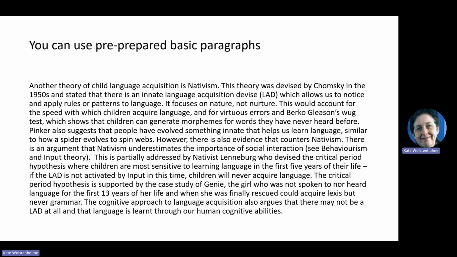Then there is some evidence for and against. So we've got speed as evidence for, virtuous errors, the WUG test. We've got some mention of Steven Pinker. And then we've got some weaknesses or some challenges. So that starts here. There is an argument that nativism underestimates the importance of social interaction. And then it talks about the critical period hypothesis. Okay. So some criticisms. So one of those for each theory.